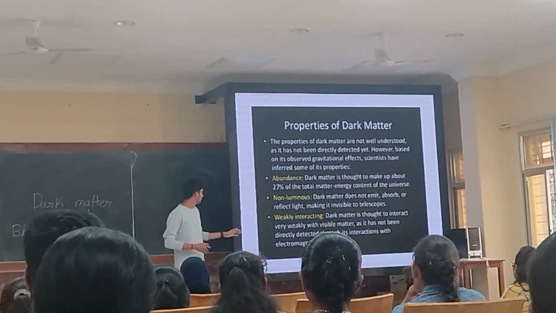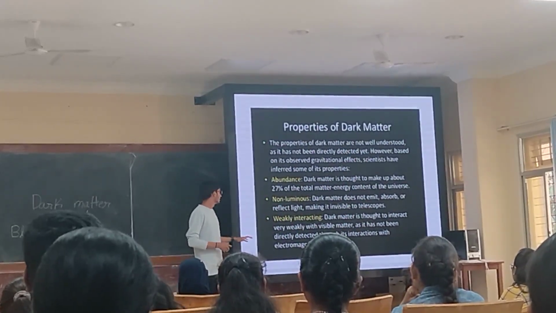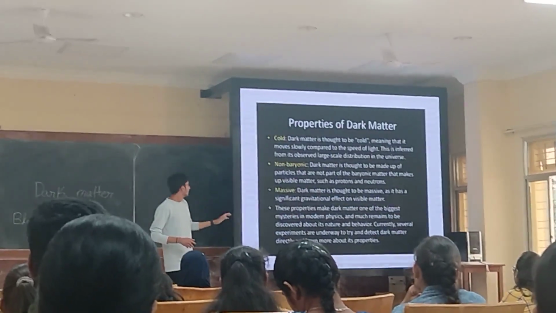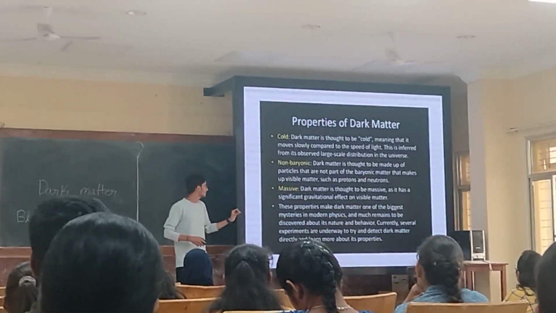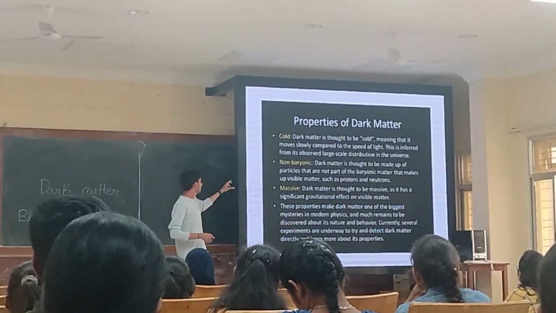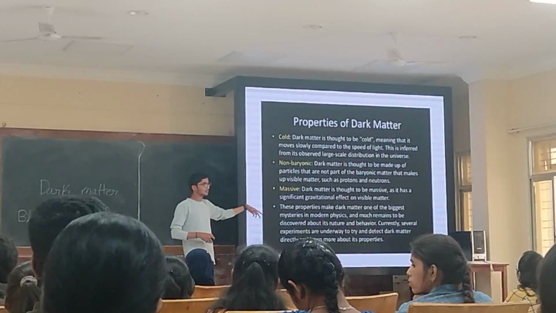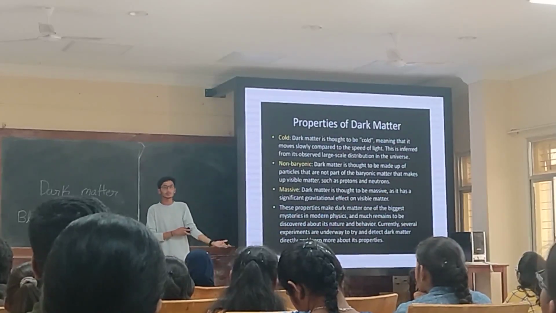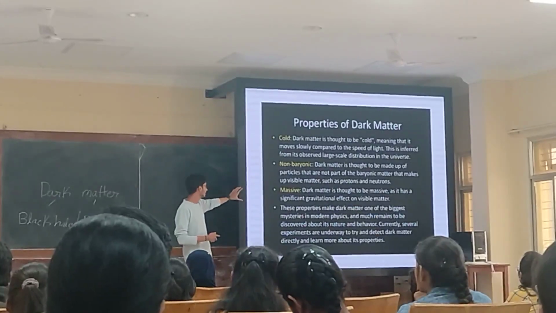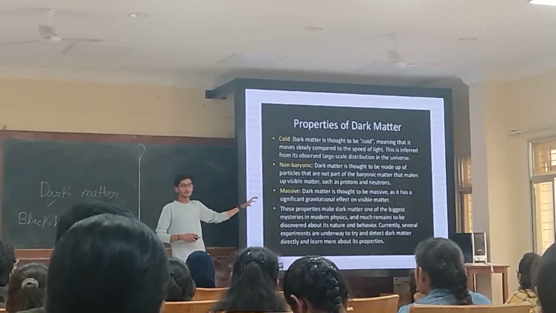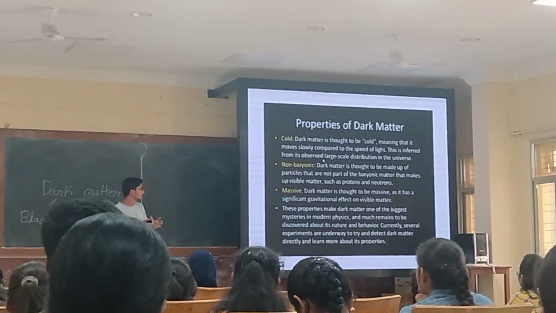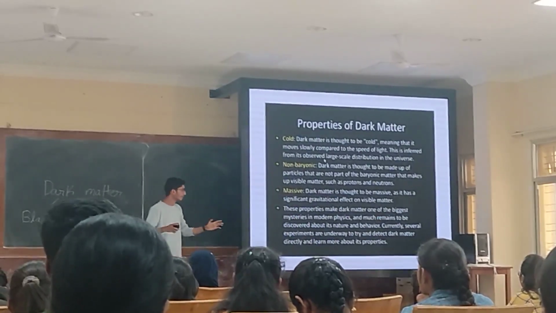Next, weakly interacting. It does not interact with visible matter. Next, cold. Its speed is very much lesser than the speed of light, so it is called cold. And it is non-baryonic. Baryonic means a material made up of three quarks, but dark matter is not made up of materials like that. It is massive; to keep all those galaxies and clusters of galaxies together, it should be a massive matter.